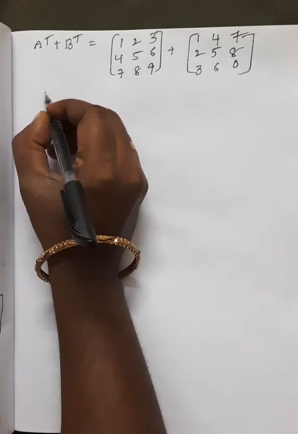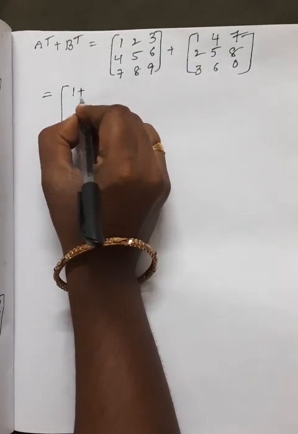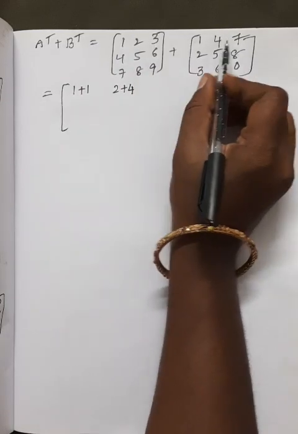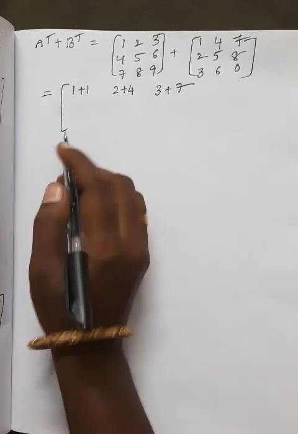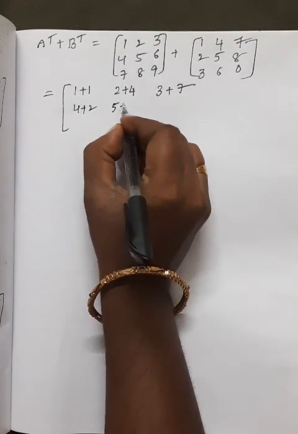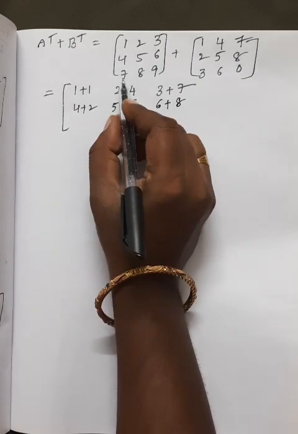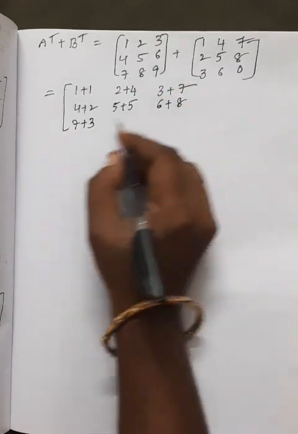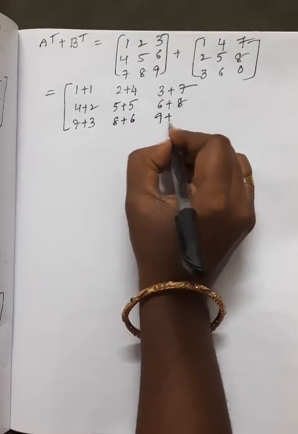Now we have to do the addition. So here the first element is added to the first element, that is 1 plus 1. The second element is added to the second element, 2 plus 4. Third element added to third element, 3 plus 7. Fourth element added to fourth element, 4 plus 2. Fifth element added to fifth element, 5 plus 5. Sixth element added to sixth element, 6 plus 8. Seventh element added to seventh element, that is 7 plus 3. Eighth element added to eighth element, that is 8 plus 6. Ninth element is added to ninth element, 9 plus 0.